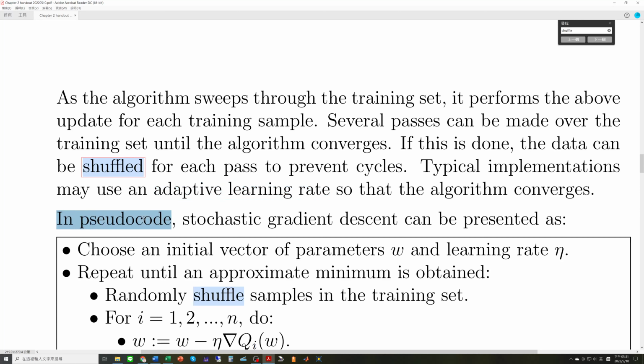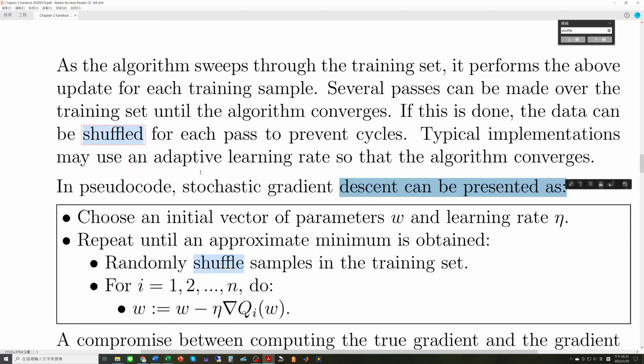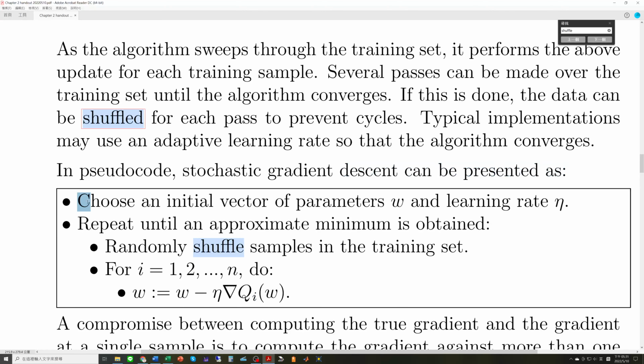In pseudocode, stochastic gradient descent can be presented as follows. First, choose an initial vector of parameters w and learning rate eta. Second, repeat until an approximate minimum is obtained.